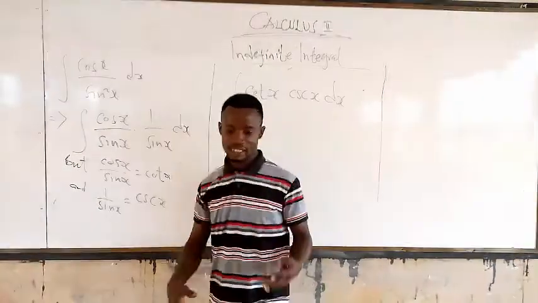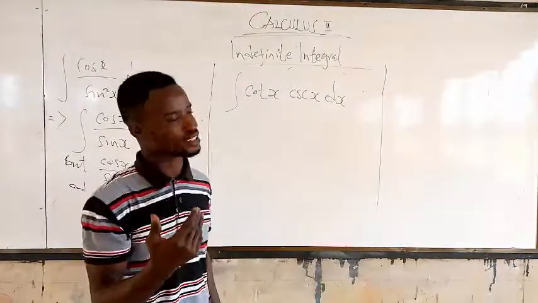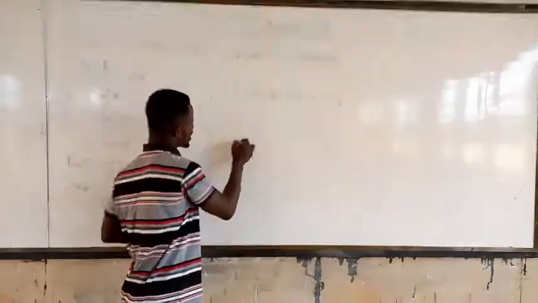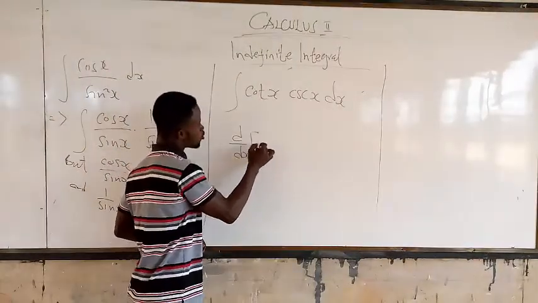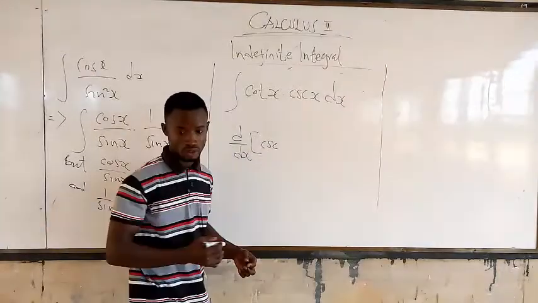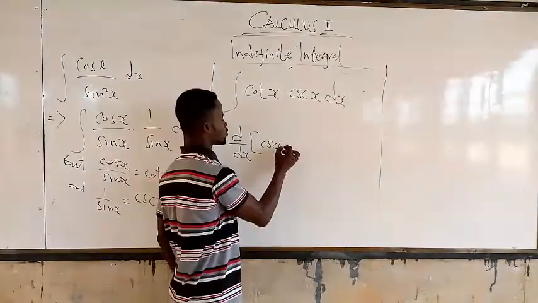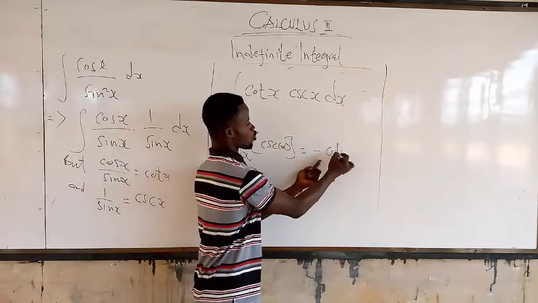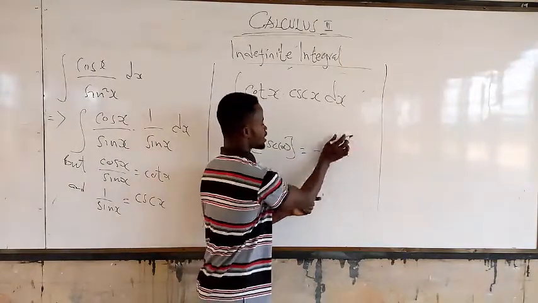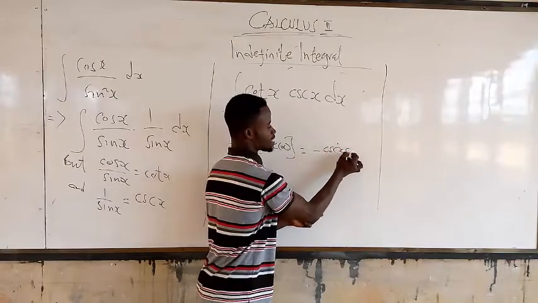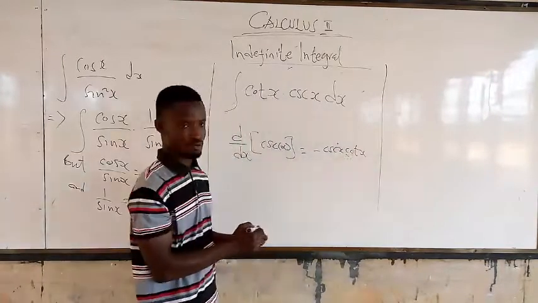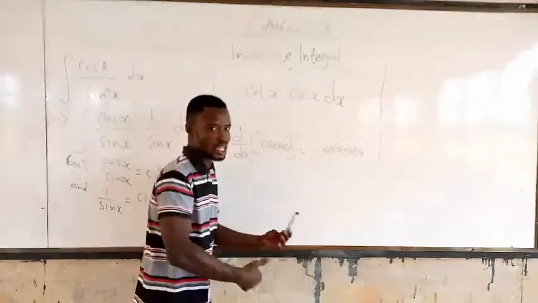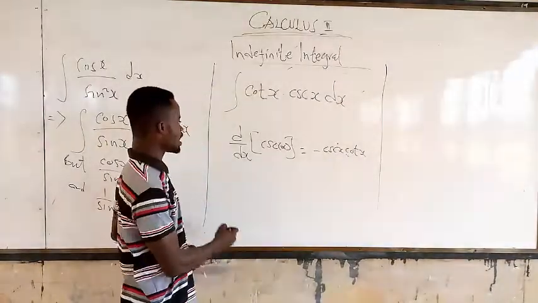So here, quickly, remind yourself that anytime you differentiate cosec x, you are going to get negative cosec x cot x. When you differentiate, you get this. That is the reverse process. That's what I'm introducing to you. Therefore, what?